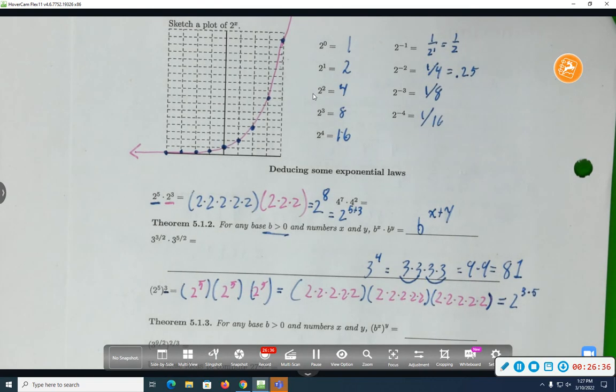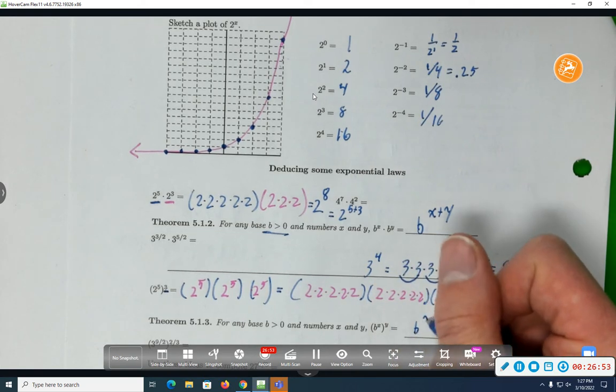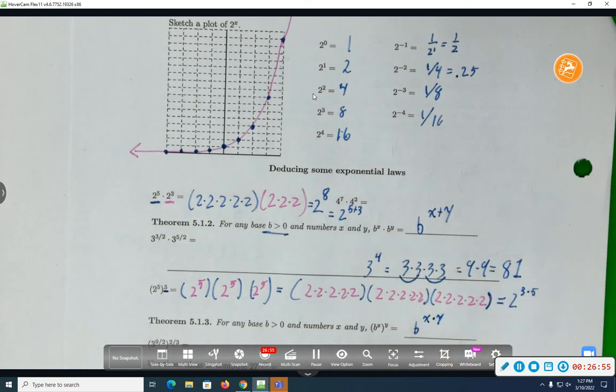Was there anything special about these numbers that made that work? No, this is a general rule. If you have any single base, and you exponentiate twice with that same base, you multiply the exponents. B to the x to the y is b to the x times y.